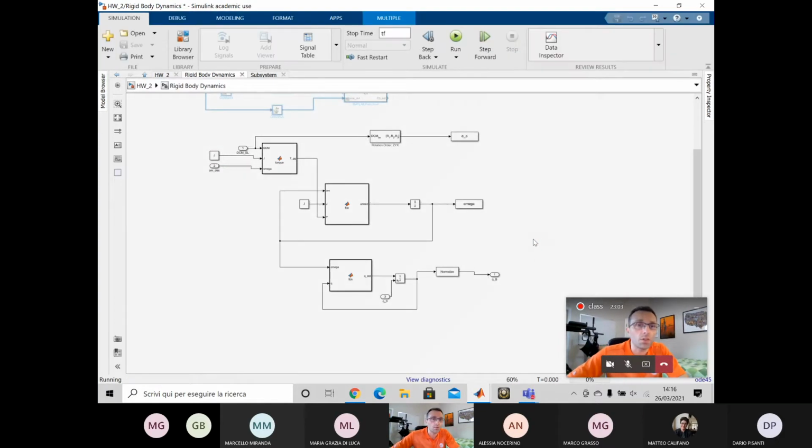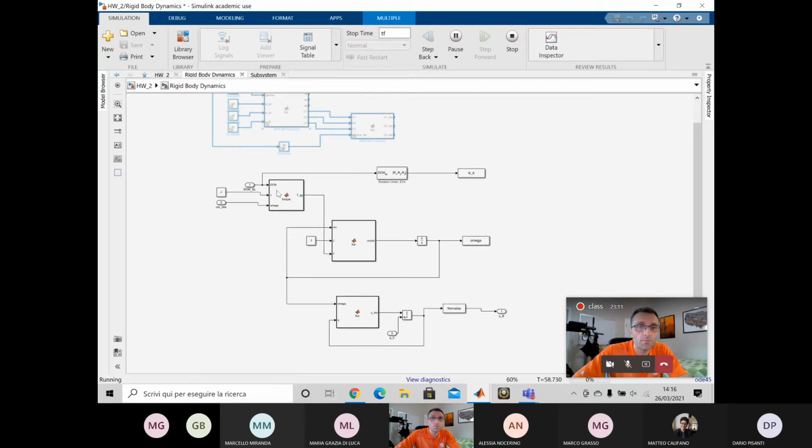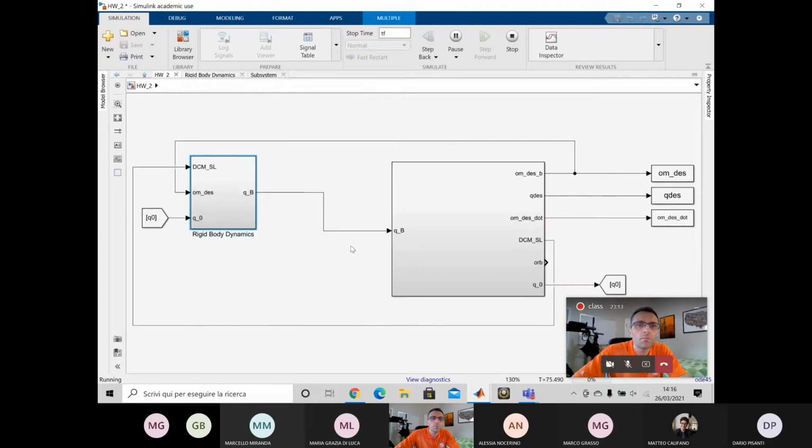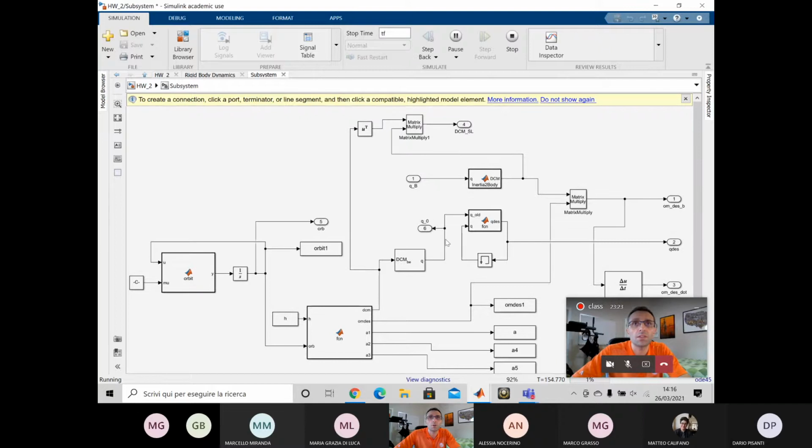Change the initial condition to come from somewhere else, right? Yeah. Initial condition now are this Q0. Okay. That comes from here. It should be the DCM of the LVLH. The LVLH, yeah. Yes. That goes to the other blocks, the rigid dynamic block. And maybe it's here that there is a problem.